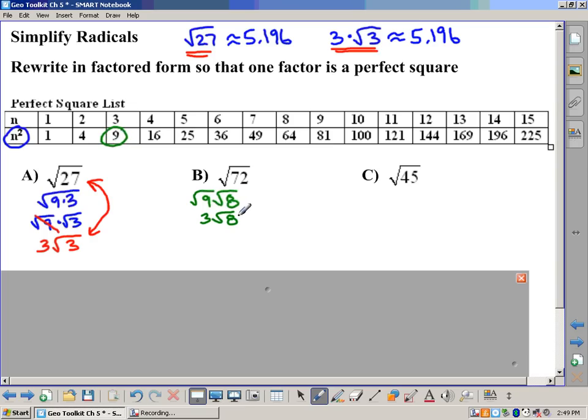Now look at this last number here, 8. Are there any numbers here that go? Well, 4 does. 4 goes into that. So this is the square root of 8, which is the square root of 4 times the square root of 2. We still have a 3 out in front there.